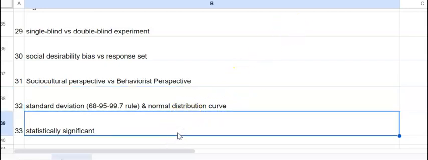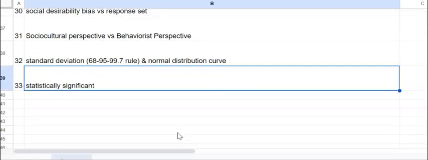Statistically significant tells us, and this is measured with a p-score, so p for probability, that the probability is less than 5% that our data was due to chance. But instead, the independent variable is what influenced the dependent variable. So our data is good and it's not due to chance.